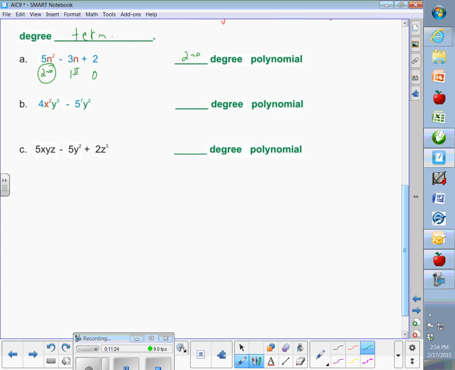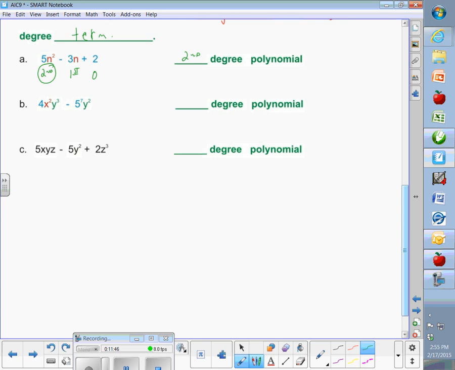Okay, see if you can do B. Figure out the degree of the, now we have a binomial, right? So figure out the degree of the first term, figure out the degree of the second term, and assign the degree of the polynomial the highest one. All right, pause if you want to. I'm going to give the answer right now.